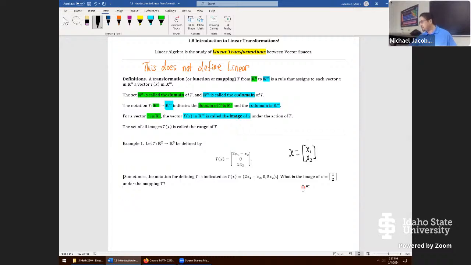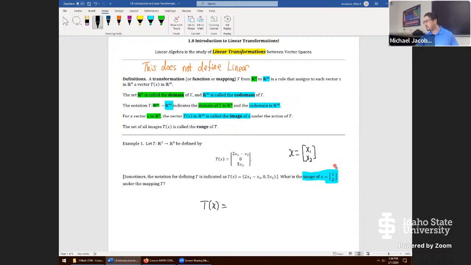Okay, let's take a look at this question. It says, what is the image of x, where x is 1, 2, under the mapping T? This is some terminology you'll see a lot in the homework. Image of x. All they're asking you to do is this. We're just calculating T of x. That's a weird way to indicate it, but this is common terminology in linear algebra and other branches of mathematics. So not a bad time to start picking up those kinds of terms.